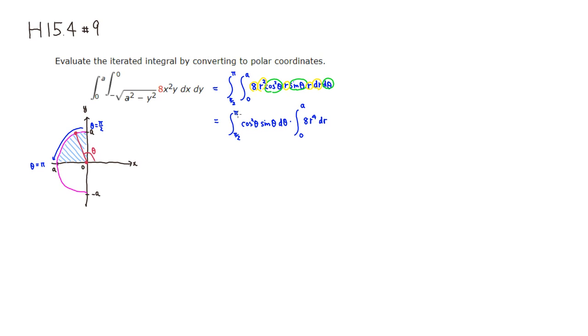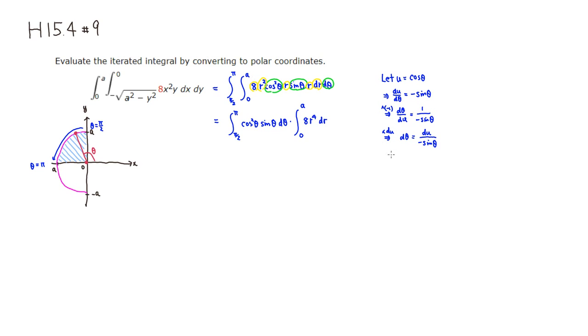For this one, I would probably use a substitution. I'm going to let u be cosine of theta. Then the derivative of u with respect to theta is negative sine of theta. Take the reciprocal of both sides, we have d theta over du, which is 1 over negative sine of theta. Then we can multiply through by du, so d theta is equal to du over negative sine of theta.